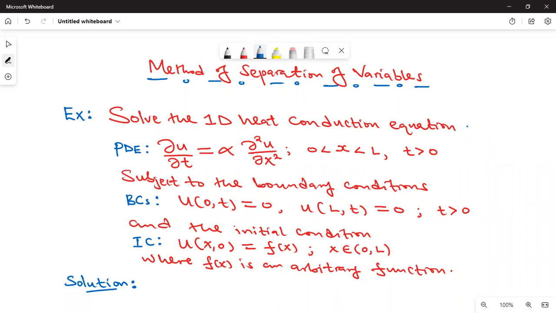In particular, we are asked to solve the one-dimensional heat conduction equation given by partial u partial t equals alpha times partial squared u with respect to x twice. This equation is defined for 0 less than x less than L and time t greater than 0. We're also given the boundary conditions that at x equals 0, the solution is 0, and at the other end, the solution is also 0.